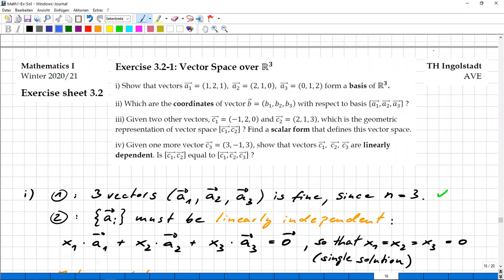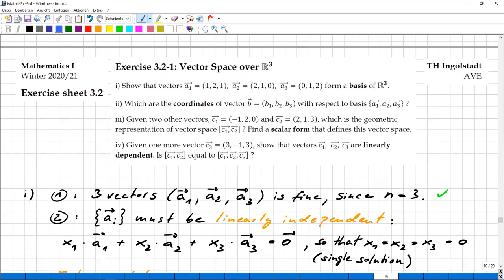So now we will start with exercise sheet 3.2. The first one is about vector spaces in general, in this case over R3, so it means three-dimensional space. And we have different bases, and the questions are about, for example, converting given vectors from one basis to another, and so on.